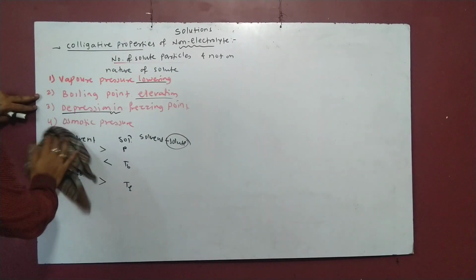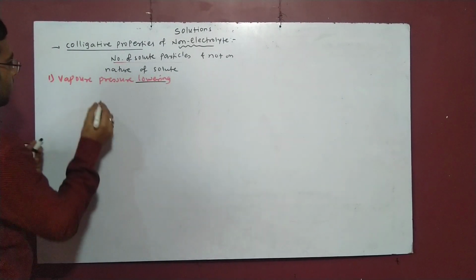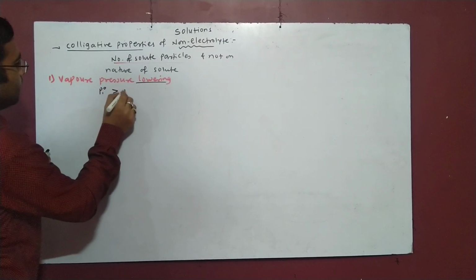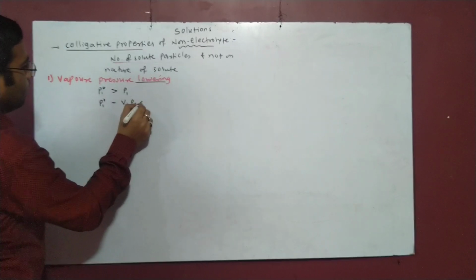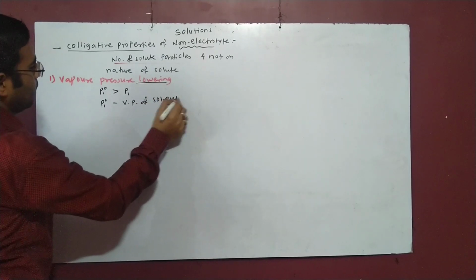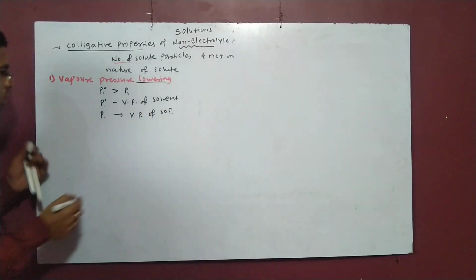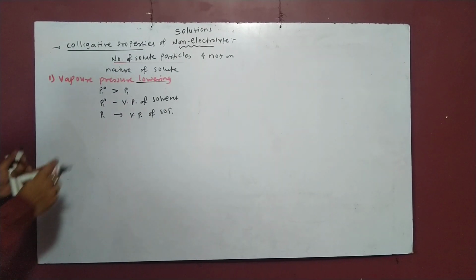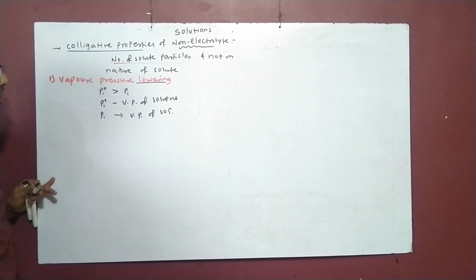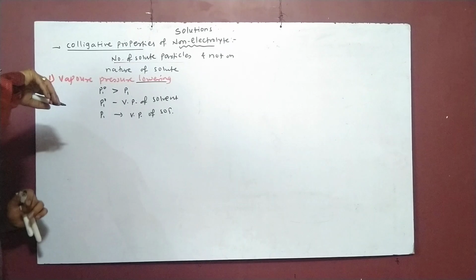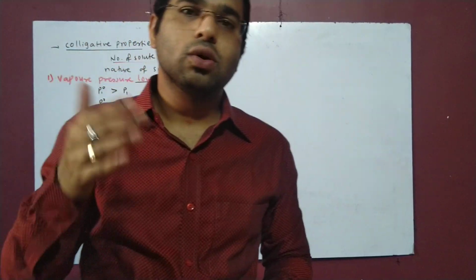See that P1⁰ is greater than P1. P1⁰ is the vapor pressure of the solvent and P1 is the vapor pressure of the solution. Now why do we get the vapor pressure of the solution lower as compared to the solvent? We'll discuss that. All of you know that vapor pressure is the pressure exerted by the vapors on the liquid surface.